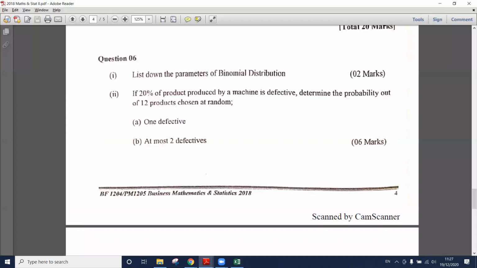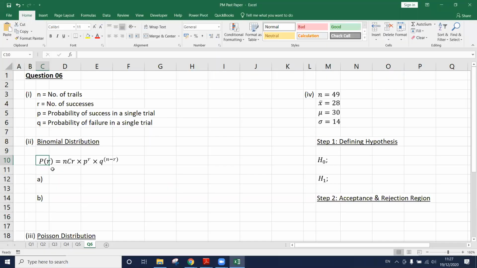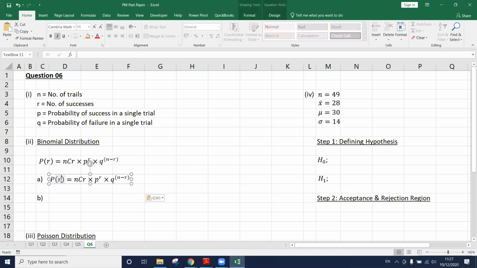And in part two, if 20% of product produced by a machine is defective, හදන්න ඒ වගේ 20% defective items. Determine the probability of products chosen at random. Part A, one defective. Part B, at most two defectives. එහෙනම් products 12ක් හැදුවොතින් එක product එකක් විතරක් defective වෙන්න තියෙන probability එක කීයද? That is from binomial distribution. One defective, right? This is what we need to find.